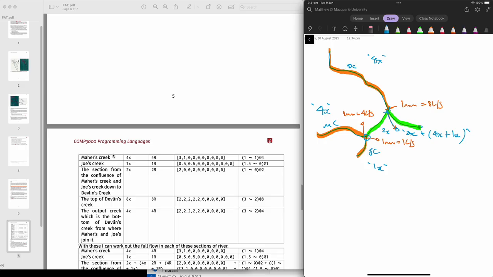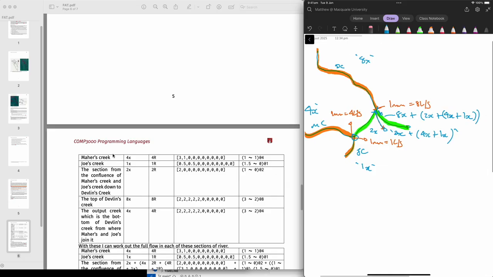So now I can work out what's going to come right out of there, which is the two combined, right? It is 8x plus what I just worked out there, 2x plus 4x plus 1x. And I'm adding the extra parentheses just to help me keep track, because this is the bit that came from Mars Creek and Joe's Creek combining. This is the part that came from the green bit of Joe's Creek plus the stuff above. And now this is the part that's come from the top part of Devlin's Creek combining with all of Joe's Creek.